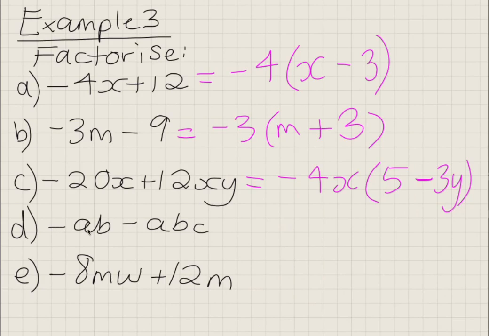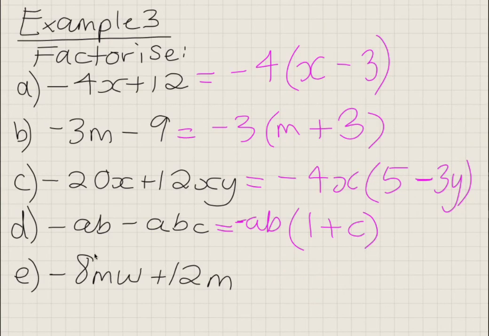In part D, we have a and b in both of them, and there's a minus at the front, so pulling out minus ab. Minus ab times what gives minus ab? That's just 1. And this is negative in here, so this is staying negative, so we're going to be multiplying by a positive. And all that's missing is multiplying by c to get abc. So minus ab bracket 1 plus c.